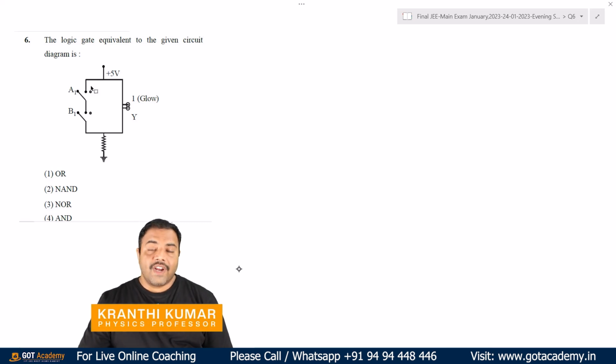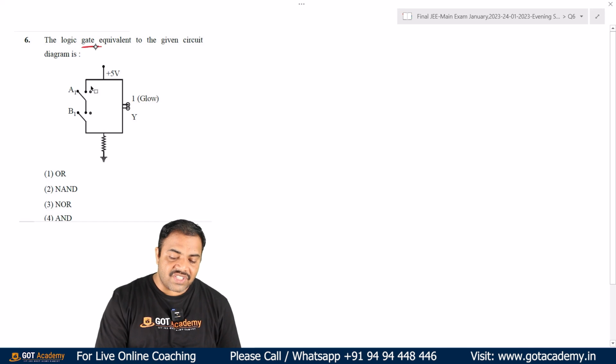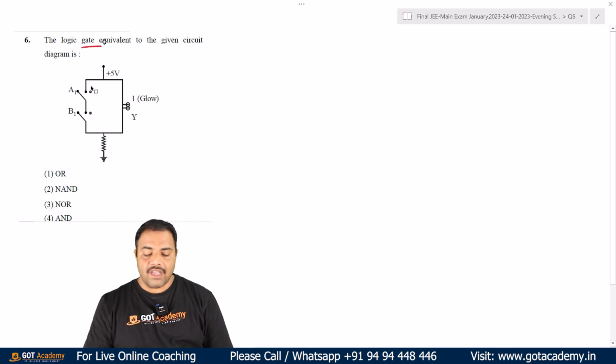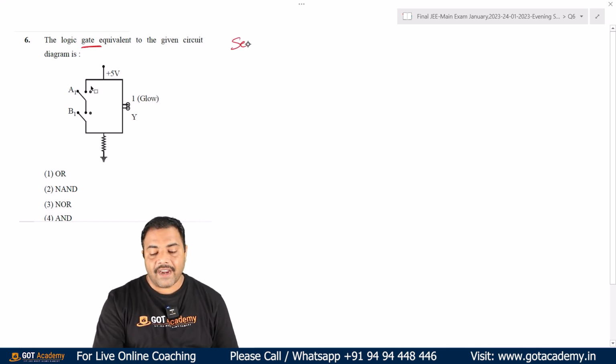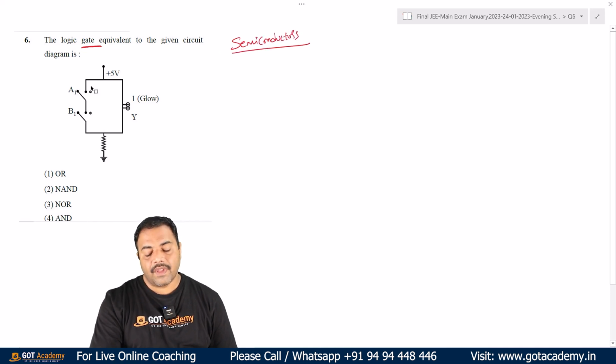Children, look at the sixth question carefully. It was very clear that this is from the semiconductor chapter. Why? Because here gate is mentioned, logic gate. So this is from semiconductors. We are now studying logic gates from semiconductors only.